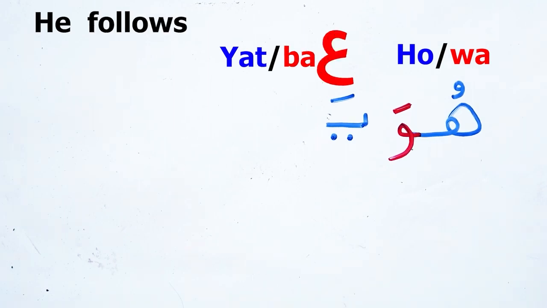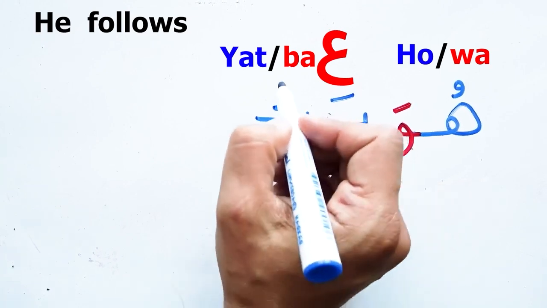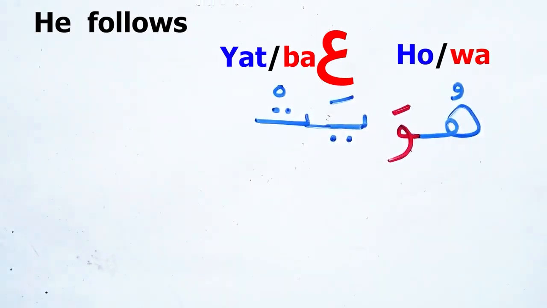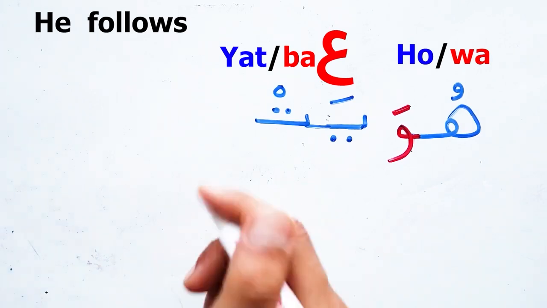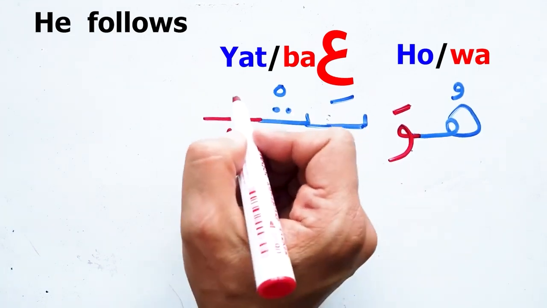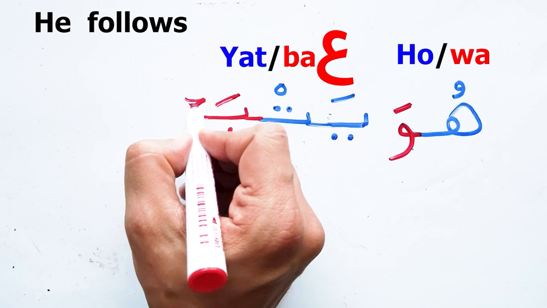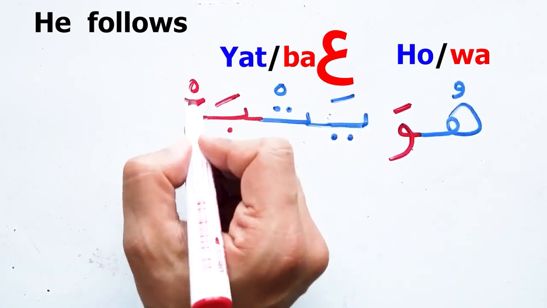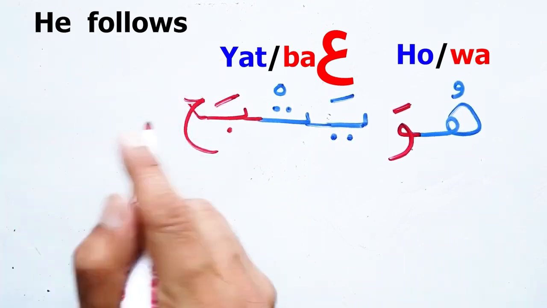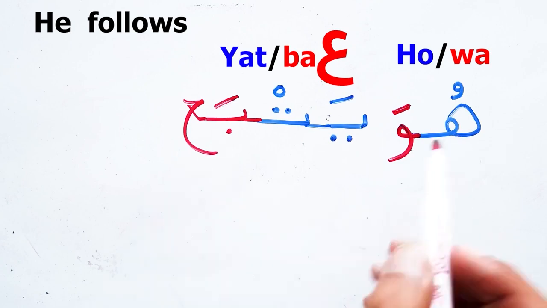هو يتبع. The sound of T, and the sukun because I will pause here. The sound of B. يتبع. This letter does not exist in English. يتبع. I will pause here too, as in the previous verbs.